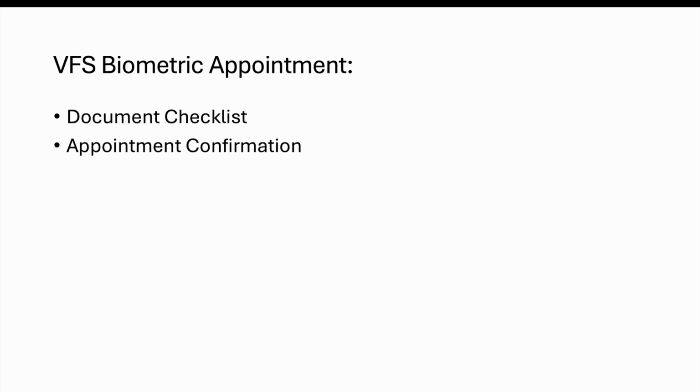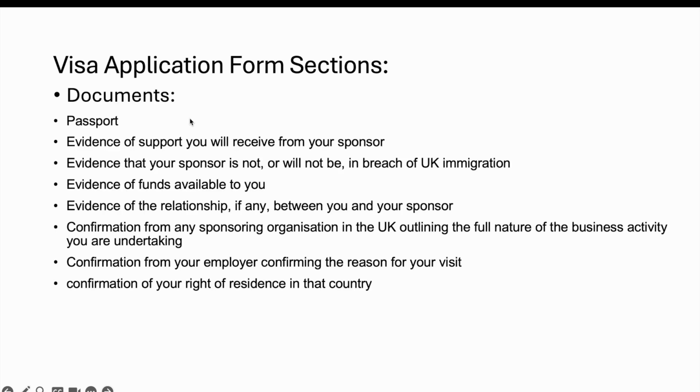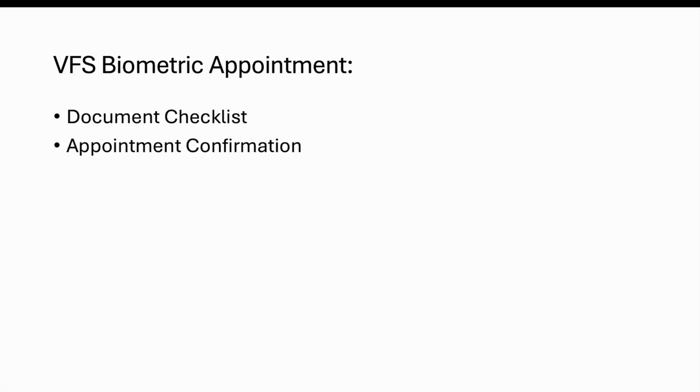Okay, after you're done with your visa application and you receive that reference number at the end, you go to your VFS biometric account, book a date for your appointment, and on the date of your appointment, you need to bring these two files with you, printed out. Your document checklist, the checklist that I've just showed you, and also the appointment confirmation.